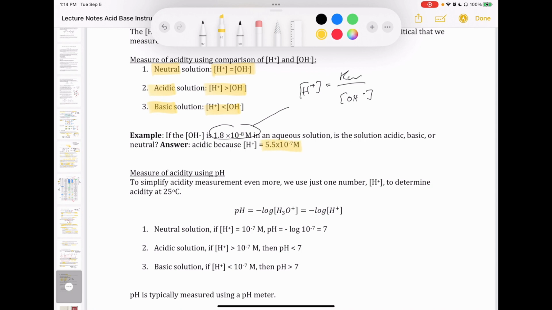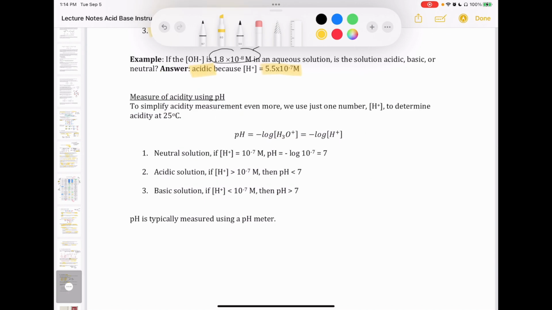10 to the minus 7 is bigger than 10 to the minus 8, and so therefore H plus is bigger than OH minus. So the solution is acidic. Okay. This calculation takes a few steps, so we want something quick that we can just look at and determine whether the solution is acidic or basic or neutral. So we use this scale called the pH scale.